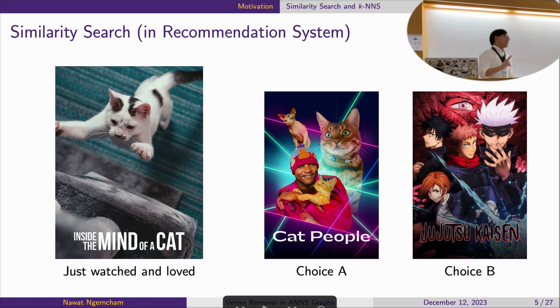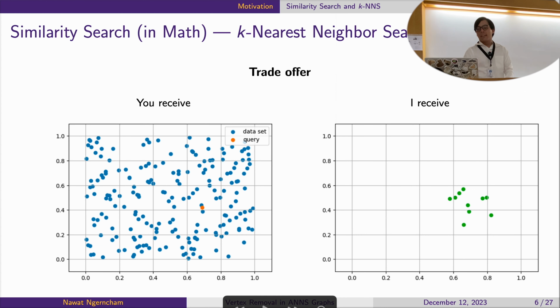So it has two choices. It can show me another documentary about cat people, or it can show me an anime about killing monsters. Most likely, it's going to recommend me something that is similar to what I just watched and really liked. Before I get into a more concrete example, let me use another one first.